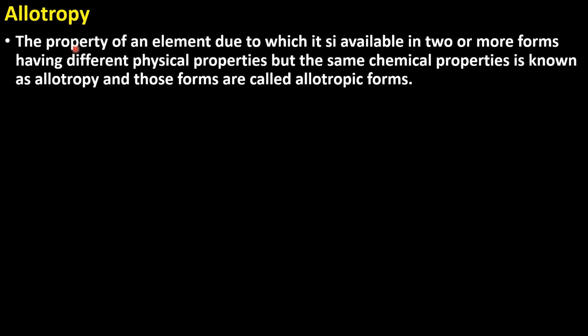Allotropy. What is allotropy? The phenomenon or property of an element in which it is available in two or more forms, whose physical properties are different but chemical properties are the same, is known as allotropy. The definition is given here: the property of an element due to which it is available in two or more forms having different physical properties but the same chemical properties is known as allotropy, and those forms are called allotropic forms.